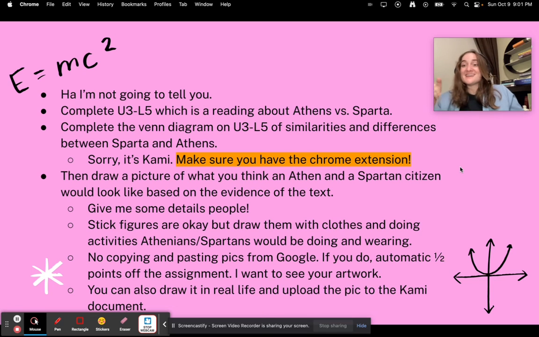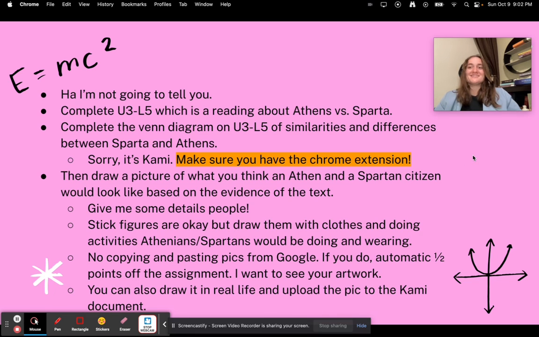Instead, you are going to complete Unit 3L5, which is a reading about Athens versus Sparta. Then you're going to complete the Venn diagram on the U3L5 document of the similarities and differences between Sparta and Athens. I'll probably make this a Cami assignment. Maybe, maybe not. I don't know yet. We'll see. It'll be a surprise for both of us. But make sure you do have the Cami Chrome extension.